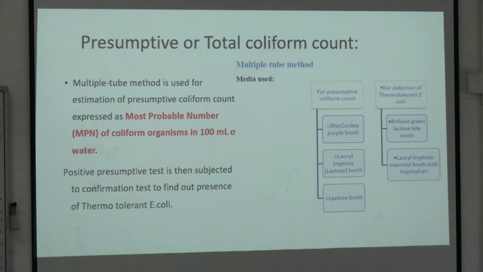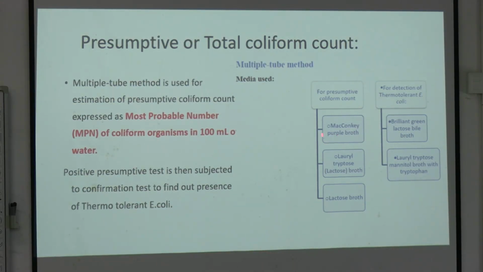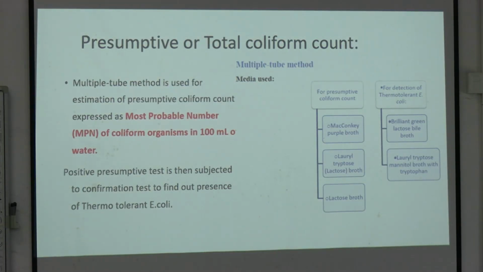Now what we do is we deploy some tubes for the culture. That is called MPN. MPN is expressed in 100 ml of water. The broth that is deployed is MacConkey purple broth. Remember the name. Detailed procedure is not needed. So MacConkey's purple broth is required, and for thermotolerant E. coli we use brilliant green bile broth.